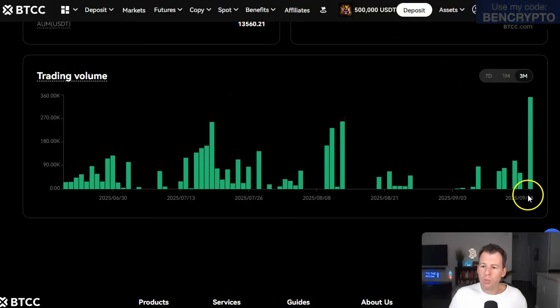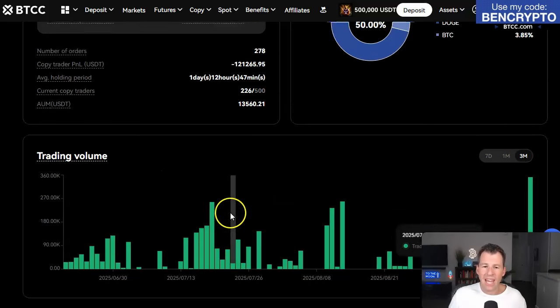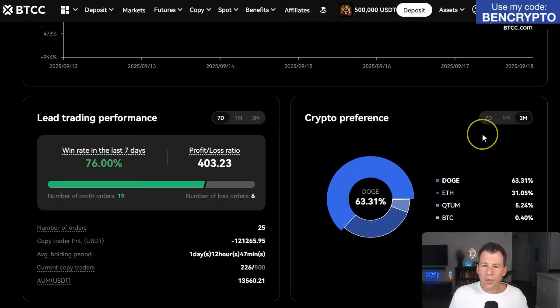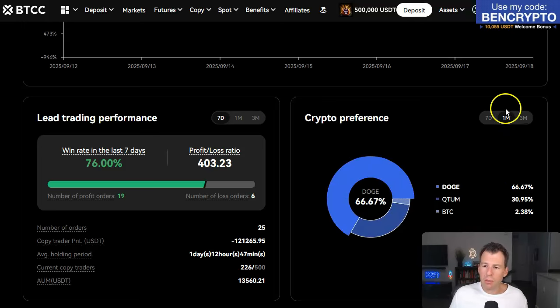It looks like he opened some really long positions here. He's mad bullish on something. We're going to look at that just in the last few days. Now, what is he buying? So you can see in the last 3 months, he's been trading mostly Doge and Ethereum, a little bit of QTUM and Bitcoin. In the last 1 month, mostly Doge and QTUM, a little bit of BTC.